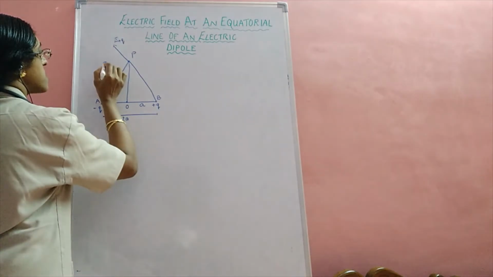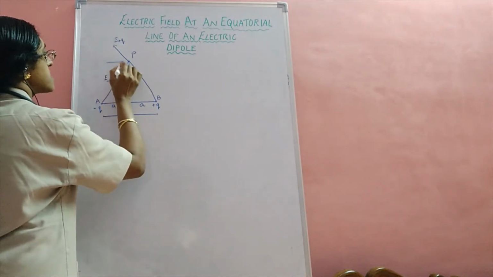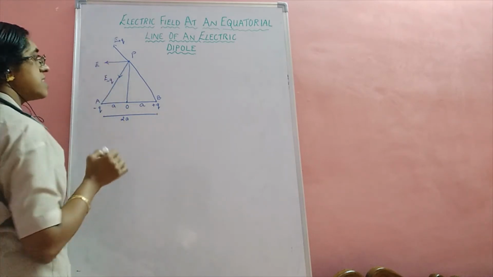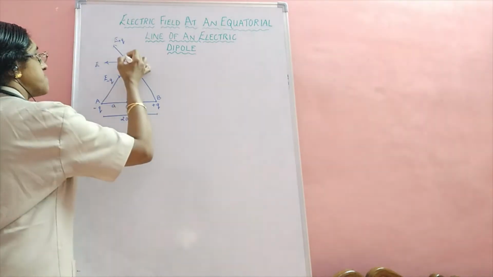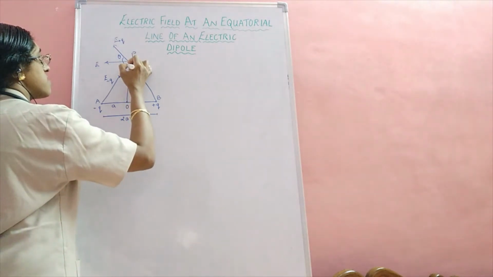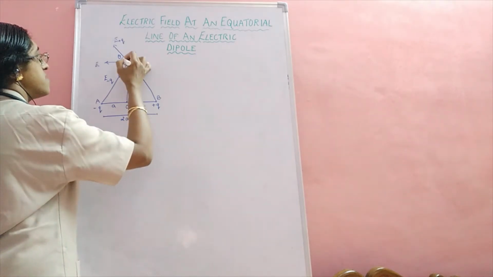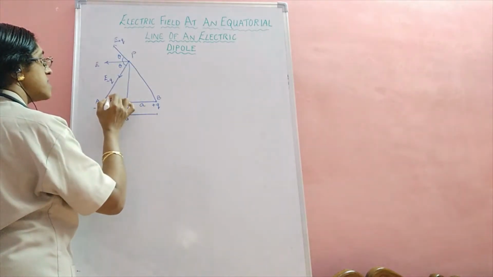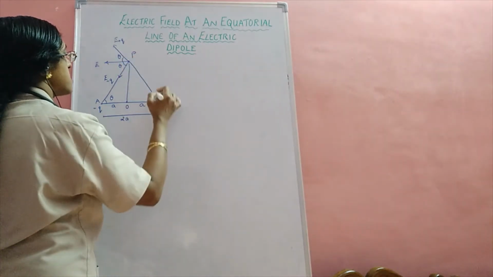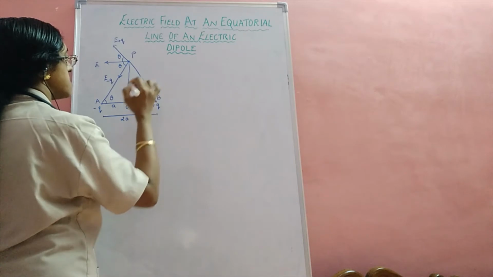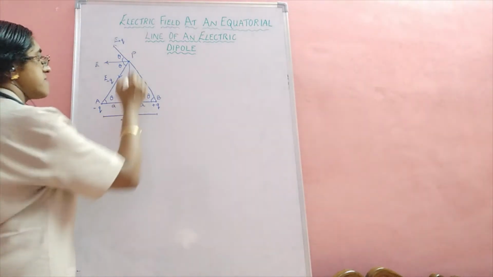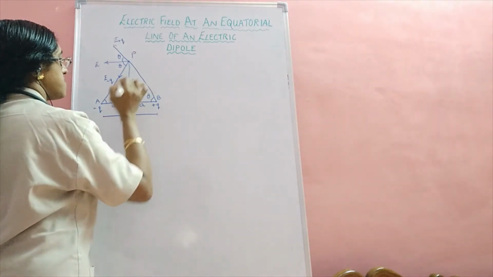Now, let me suppose that the resultant field is given by this. So, this is the resultant field E. Let me suppose that this is making an angle theta. This is also making an angle theta. If this is angle theta, this would also be theta, right? And if this is theta, this would also be theta. Now, let me suppose that this distance OP is r.